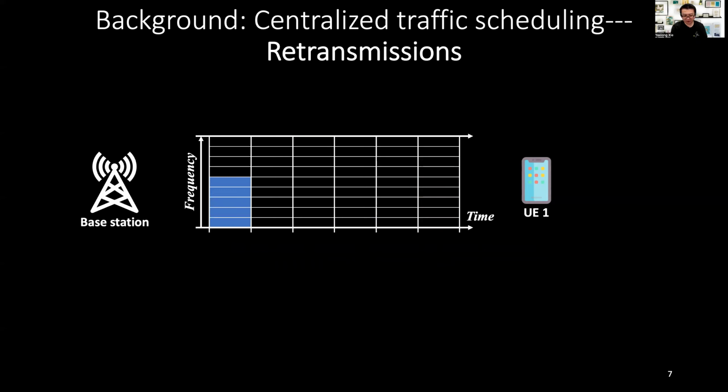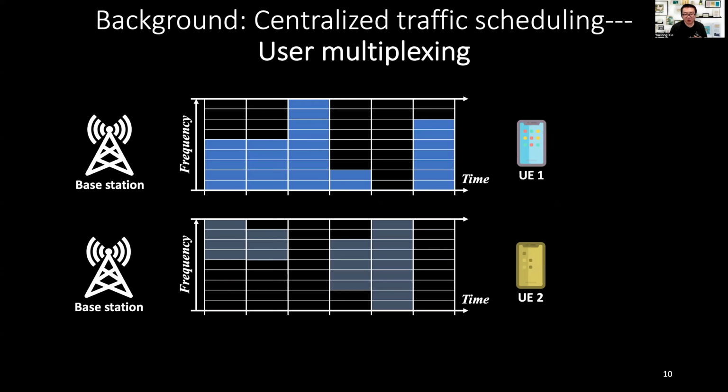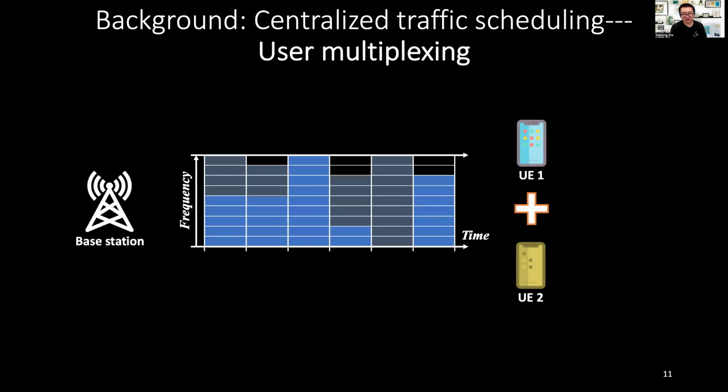The base station also schedules the retransmissions, because wireless typically suffers from transmission errors. The base station groups all the bits in one subframe as one transport block. So if any bits inside the transport block are received with error, the base station will schedule a retransmission of the transport block in later subframes. The base station also schedules the traffic for all the users, and it multiplexes the user traffic across time and frequency, as this example shows.